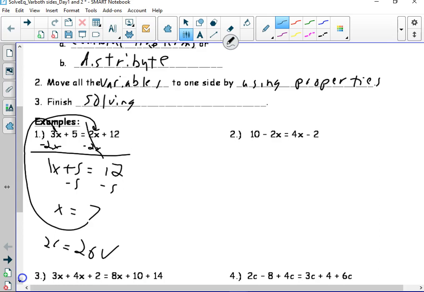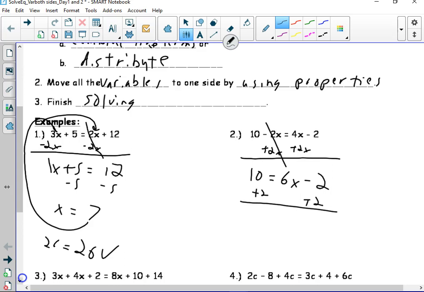Okay. So when you go to the right, keep it positive. I'm going to add 2x to both sides. Again, you do not have to keep them positive. Some people just like to always have them positive, and it removes a step sometimes. So what it's going to give me is 10 over here and 6x minus 2 over here. Now, since I moved my variables to the right side, I want my numbers on the left side. Very good. So I'm going to do plus 2, and I'm going to get 12 equals 6x.